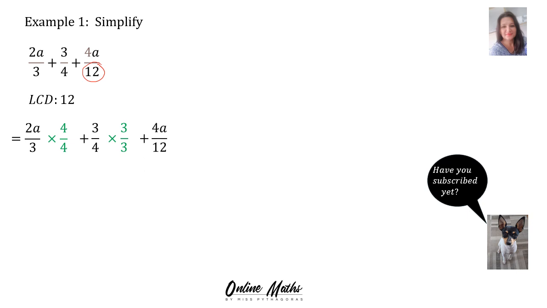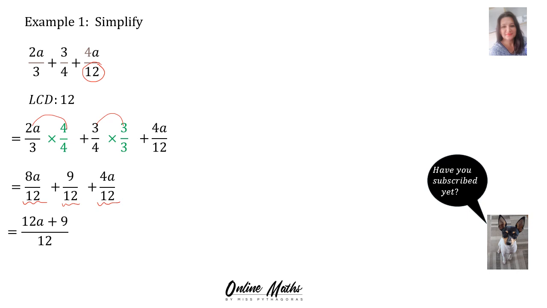And then the 4a over 12 is already over 12, the common denominator. Then this one, we're going to say 2a times 4 is 8a over 12. This one, we're going to say 3 times 3 is 9 over 12. And then the 4a over 12 we write as is. And now every term is over the denominator. So now we're going to combine it all. So we're going to say 8a plus 4a is 12a, plus 9, over 12.